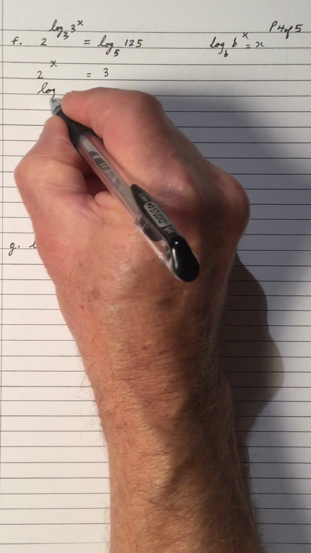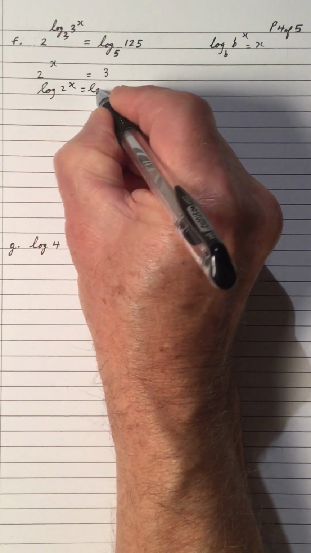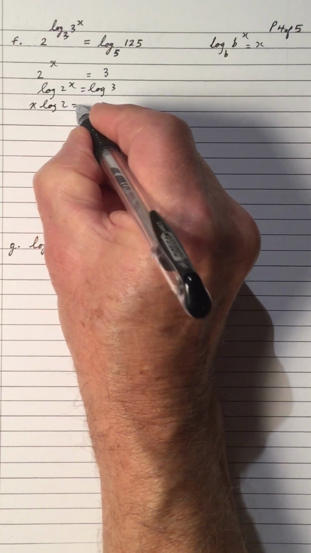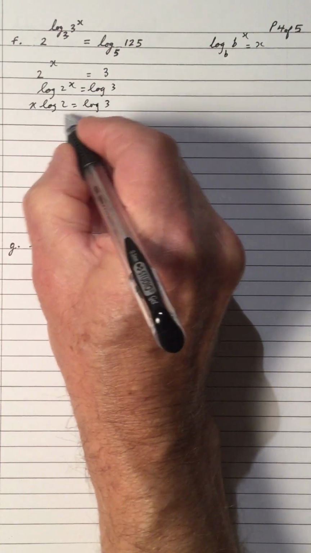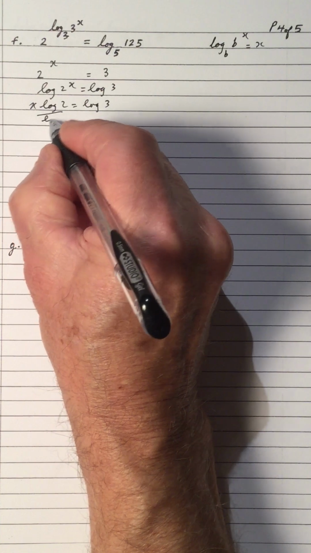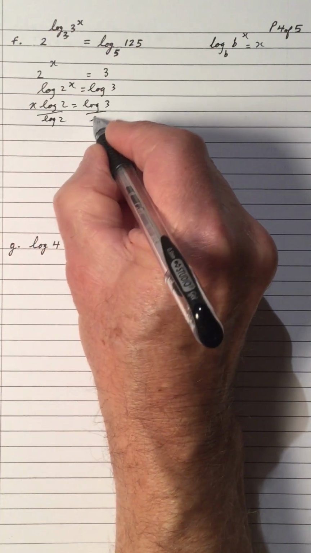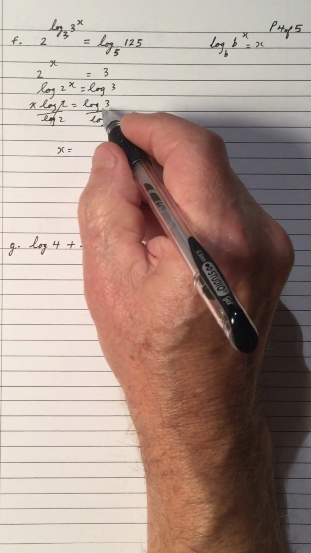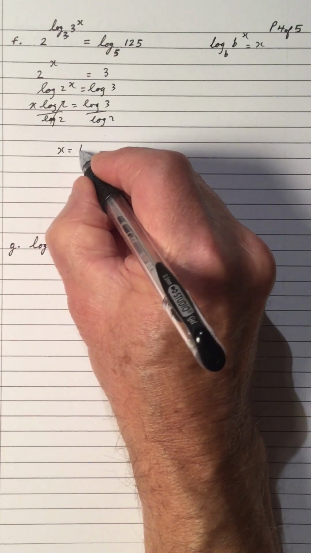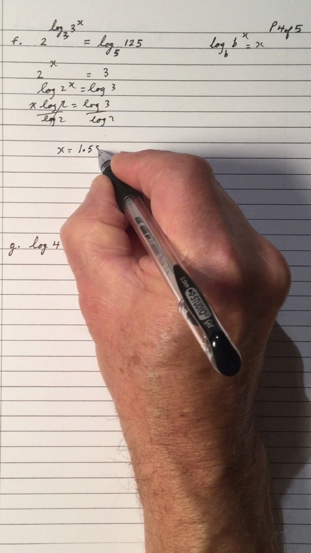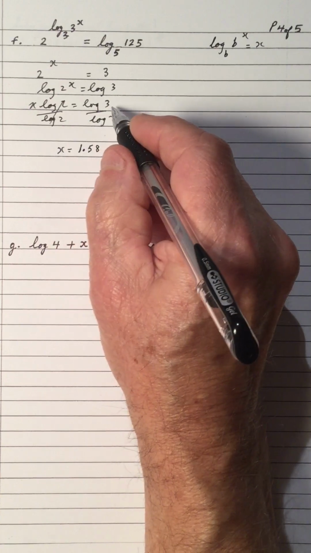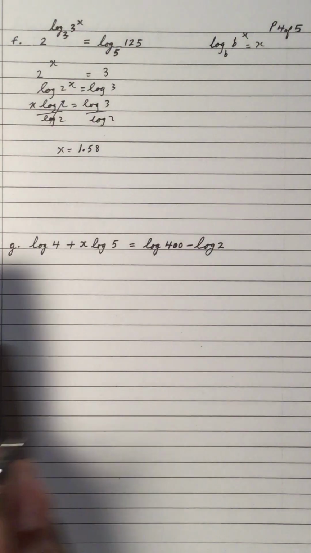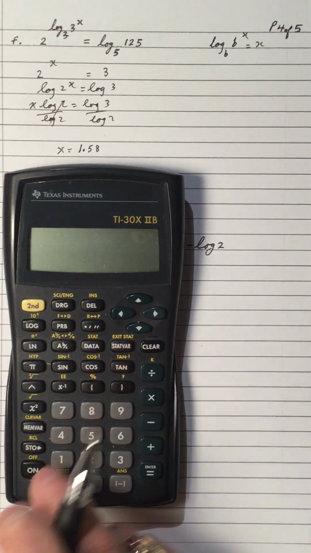Now we do the log of each side because x is in the exponent. So we get x log 2 equals log 3. And we want to solve for x, so that's a multiplication. So we divide by log 2. Cancels. So x is equal to the log of 3 divided by the log of 2, which is 1.58. Maybe check your calculator. Pause the video. And I'll just do that one for you again, just to keep everything okay.